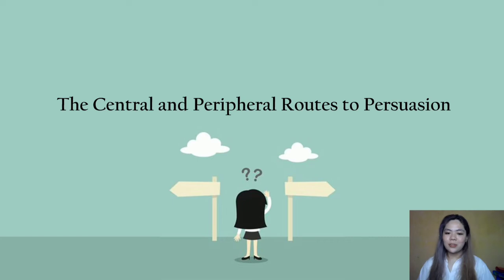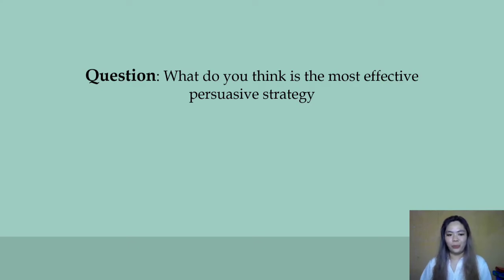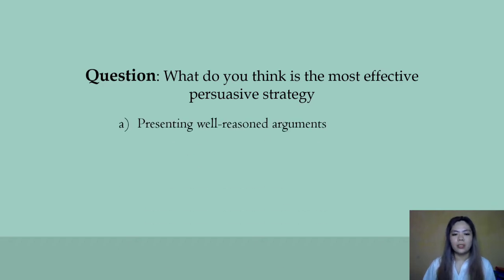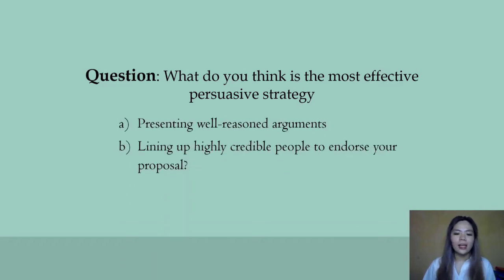And with that, let us now start our discussion. The central and peripheral routes to persuasion. Before our discussion, I have a question for you. What do you think is the most effective persuasive strategy? A. Presenting well-reasoned arguments. Or B. Lining up highly credible people to endorse your proposal. If you're not sure which of them is the most effective, then don't worry. Mr. Petty might just have the answer we need.